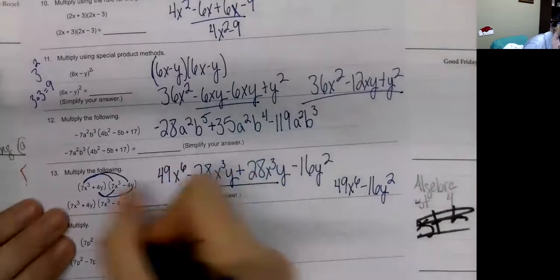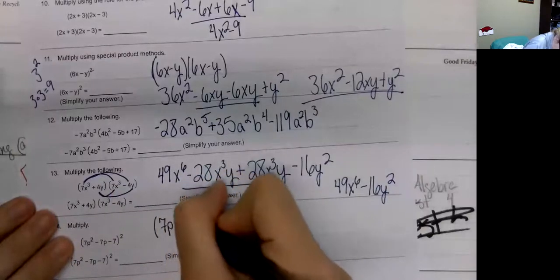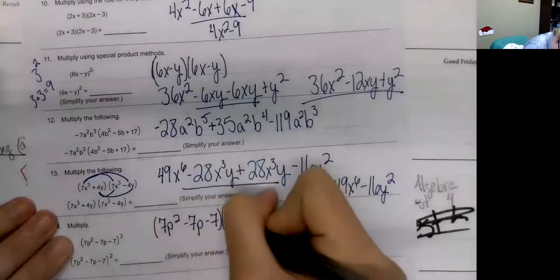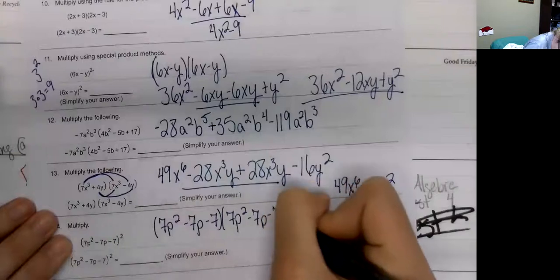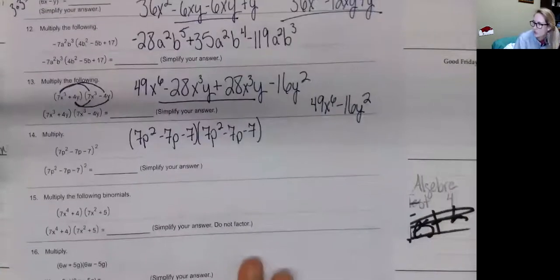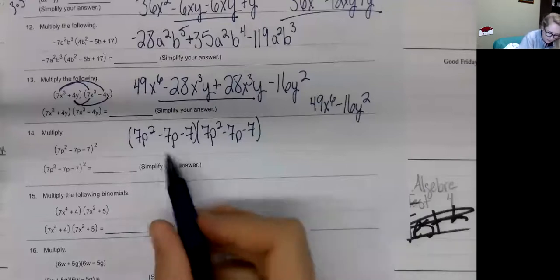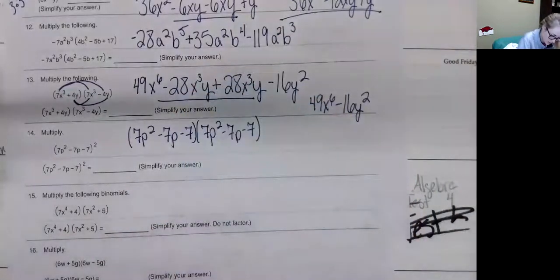Here we have another one that's squared, so we'd have (7p squared subtract 7p subtract 7) times (7p squared subtract 7p subtract 7). On these, it's really important that you keep them in order. So we start with our first term and we multiply it all the way through. Then we go to our second one and we multiply it all the way through.